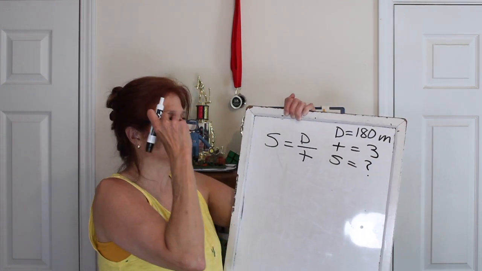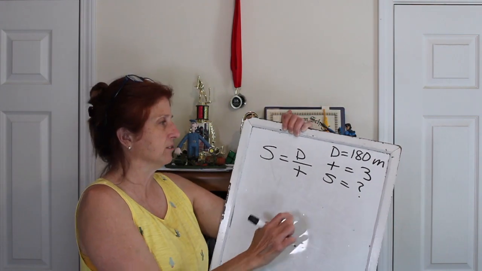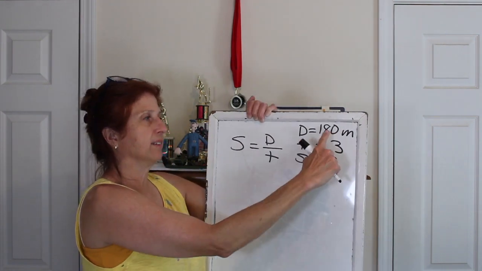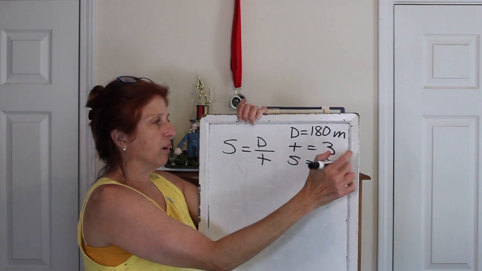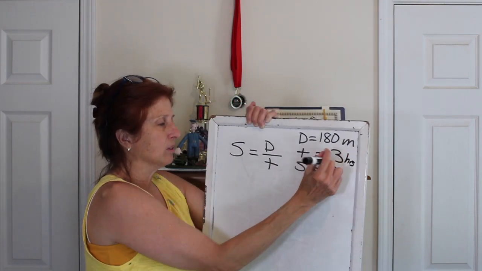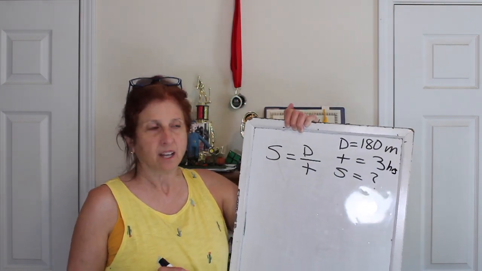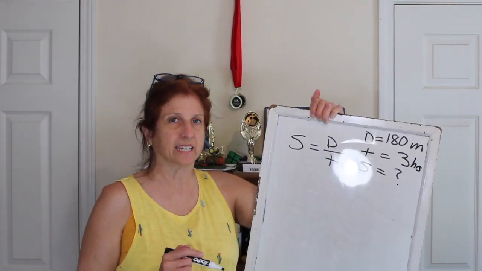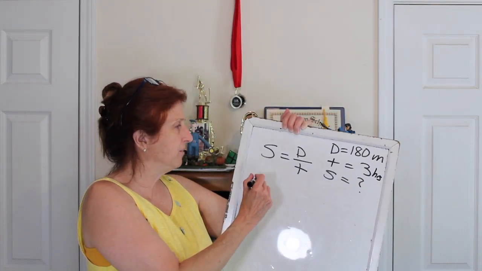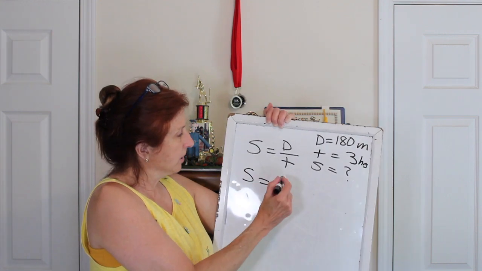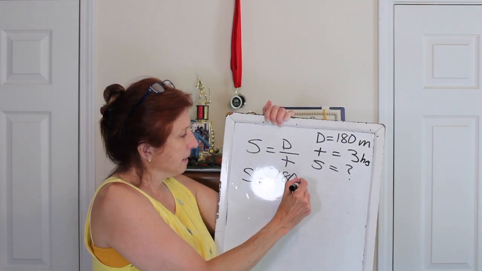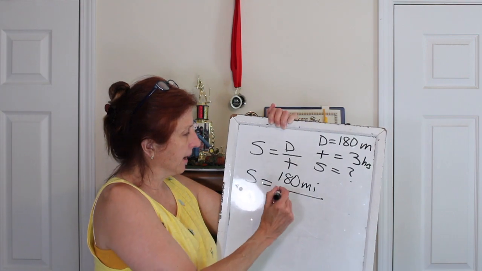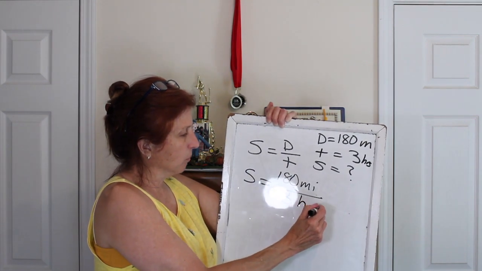Okay, now this shows what I mean by knowns and unknowns. We know that the distance is 180 miles. We know our time is 3 hours, and we want speed. So we have a formula, we have knowns and unknowns, we can sing substitute and fill it in. So speed equals 180 miles divided by 3 hours.